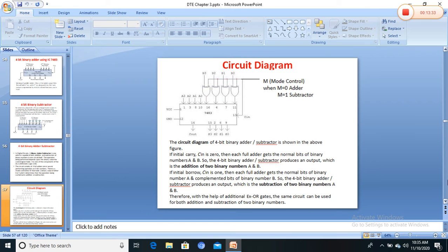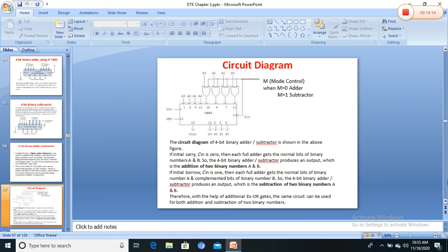When M is equal to 1, the operation is performed in subtraction mode, connected to VCC. So M is equal to 1, and the input of each XOR gate is now 1, so each XOR gate acts as an inverter. This is because 1 XOR 0 is 1 and 1 XOR 1 is equal to 0. So each bit of word B is inverted by the XOR inverter, and thus we get the ones complement of number B at the output of the XOR gate. The carry input terminal is connected to M, so C is connected to 1.